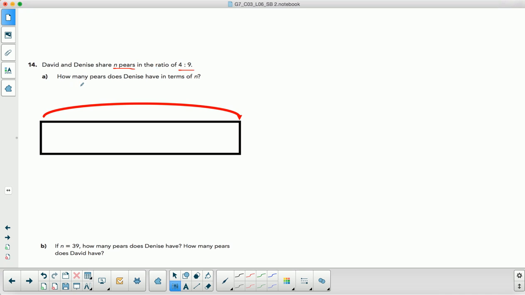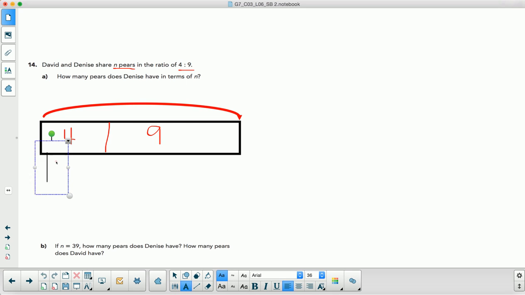Part A tells us how many pairs does Denise have in terms of n. So they're looking for how many pairs Denise has. Now going back to this part of the question, it tells us that the ratio of David to Denise in terms of pairs is 4 to 9. So one part of the bar model will represent David, the other part will represent Denise. So here we have David, and on this side we have Denise.